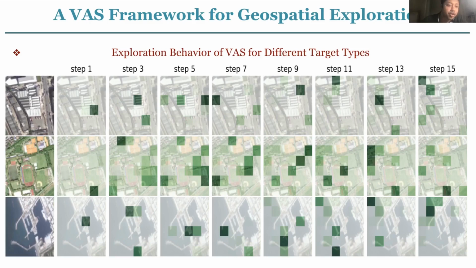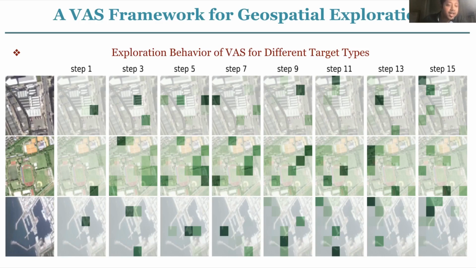Here we show the exploration behavior of VAS for different target types. The first row corresponds to large vehicles, the second row corresponds to small car, and the third row corresponds to ships as the target object to be searched. Also note that each row captures the query sequence and corresponding heat maps obtained using VAS at different stages of search for the corresponding target types. Note that darker grid indicates higher probability of search.